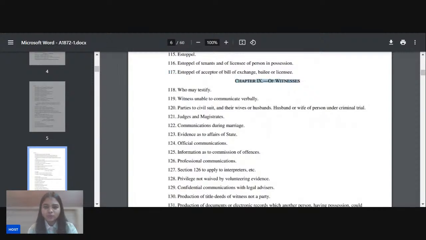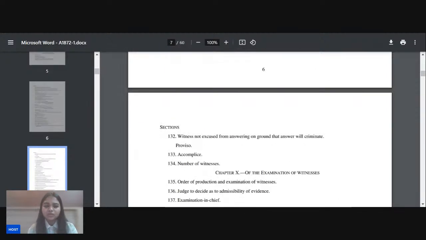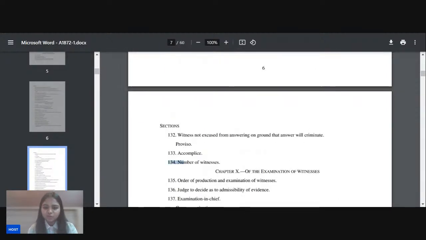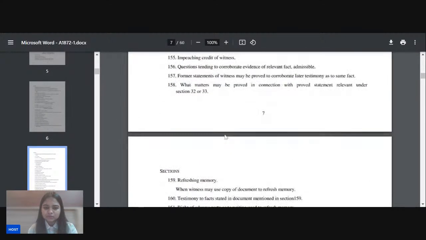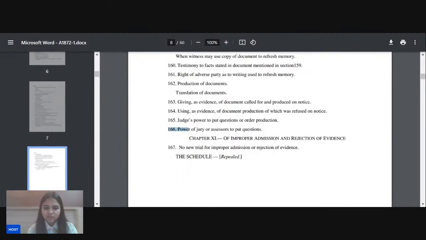Chapter 9 is of witnesses, from 118 till 134. Chapter 10 is of examination of witnesses, from 135 till 166. And chapter 11 is of improper admission and rejection of evidence, which only has one section, 167, and the schedule is repealed. This part is clear to everyone. The scheme of the act, how the act is divided, is, I hope, clear to everyone.